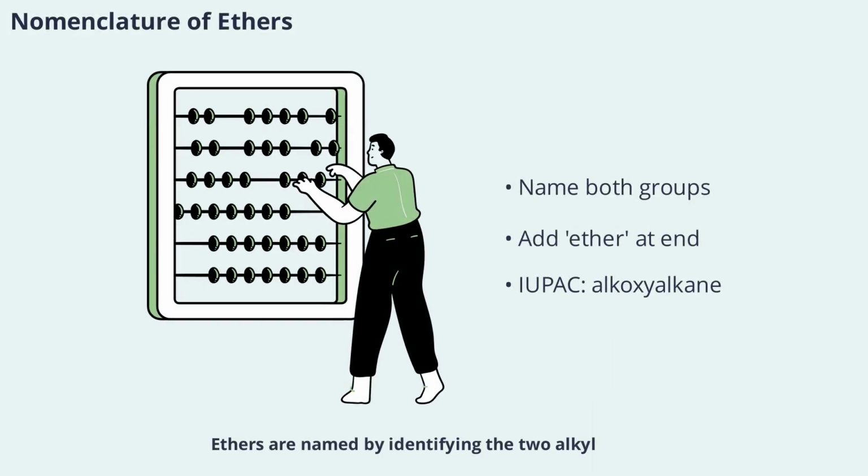Ethers are named by identifying the 2 alkyl or aryl groups attached to the oxygen atom, followed by the word ether. For example, CH3OCH3 is called dimethyl ether. In IUPAC nomenclature, ethers are named as alkoxyalkanes, such as methoxyethane. Understanding these naming conventions is important for recognizing and distinguishing between different ethers in chemical literature.